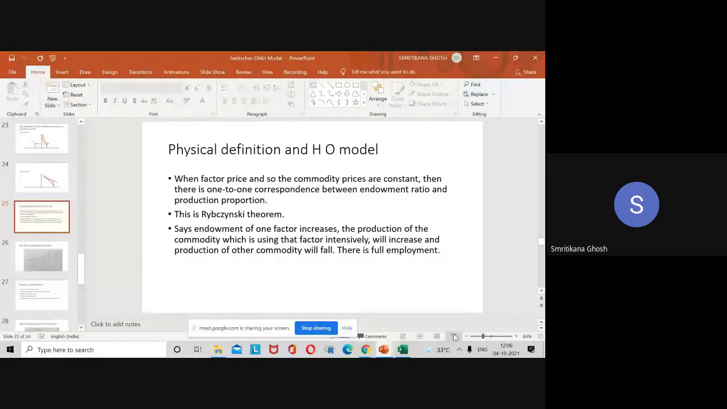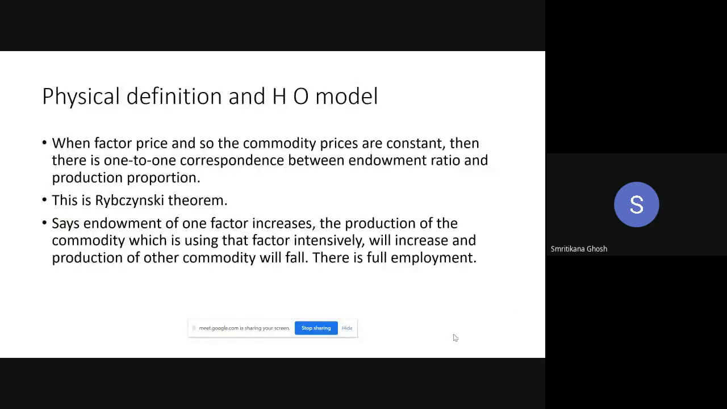So we are discussing the HO model. Let me start from there. Yes, this is the physical definition and the HO model. Before this class, we have discussed the HO model in terms of the price definition.